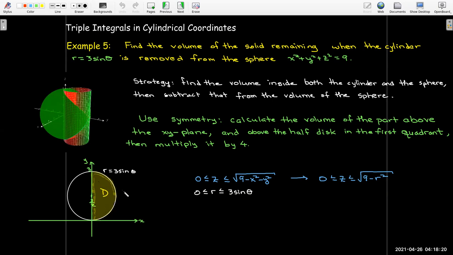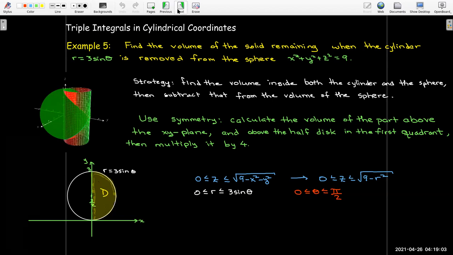Well, remember we have to be careful with these circles that are not centered at the origin. If I just think about the equation here, certainly when theta is 0, I'm down here at the origin. But then as theta increases, sine of theta increases, until at theta equals pi over 2, sine of pi over 2 is 1, so my radius is 3. So going from 0 to pi over 2 takes me halfway around the circle. So that will get me the whole half of the disk that I'm using. So theta goes between 0 and pi over 2.